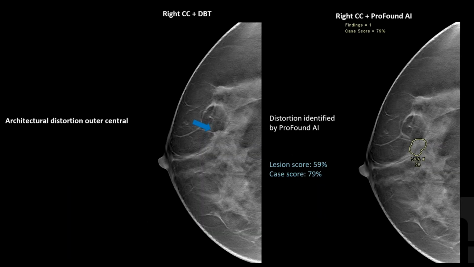we can see the image on the left with the blue arrow is showing a very subtle area of architectural distortion in the outer central breast, essentially just showing a very subtle change in the contour of that aspect of the breast tissue. It was really hard to see as you're scrolling through the tomosynthesis images, but made much more conspicuous by the identification of Profound AI, which astutely detected that finding with a high level of suspicion.